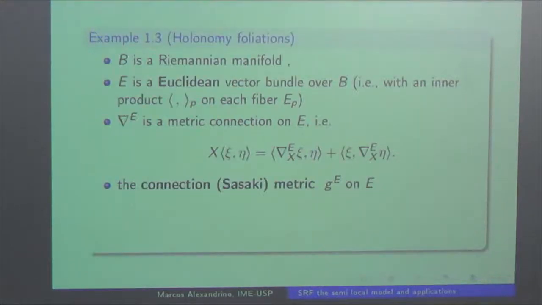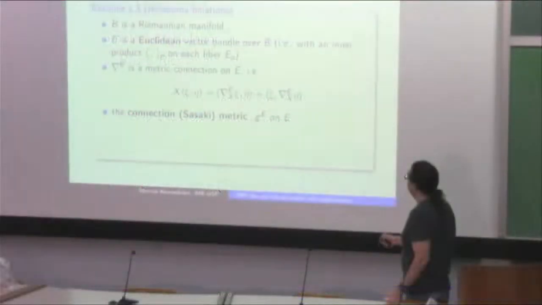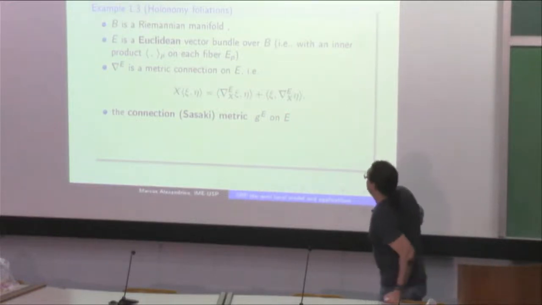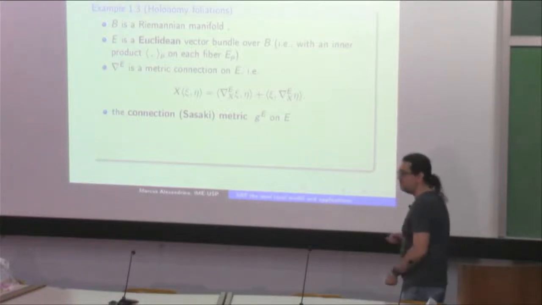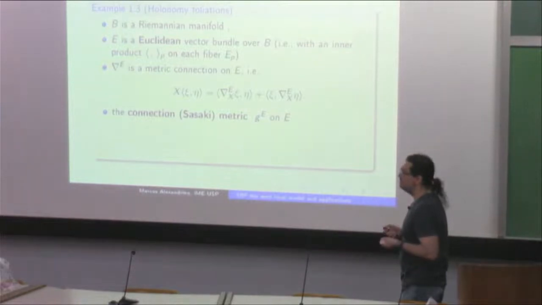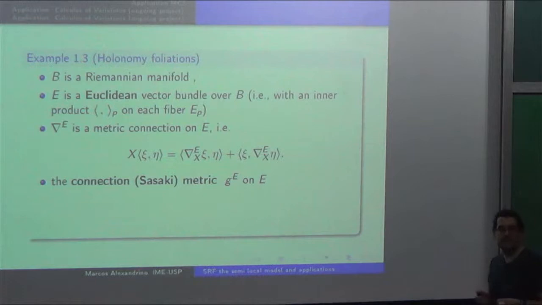But today I would like to stress a particular kind of example, the so-called holonomy foliation. So it appears in every lecture of Riemannian geometry, maybe directly or indirectly. So we start with a Riemannian manifold, that will be the base B. Then we have a Euclidean vector bundle over B, that means we have a metric on each fiber. And we have a metric connection, that means it is compatible with the product. So you can think, if you have B, for example, you can think about the tangent space of B, or if B is an embedded submanifold in Euclidean space, you may consider the normal space of B. And then in that case, you consider the normal connection.